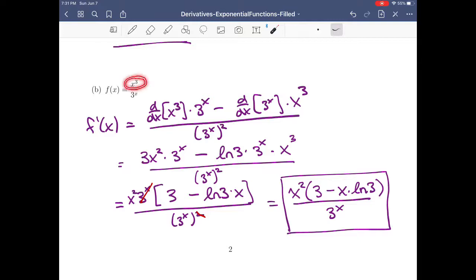So you want to be careful. x cubed and 3 to the x are very different. One has the variable in the base and one has the variable in the exponent. That makes a big difference. You use totally different rules. So for x cubed, you use the power rule. For 3 to the x, you have to use the derivative of an exponential function. So you do want to be very careful when you're computing these derivatives about where the variable is. Is it in the base or is it in the exponent?